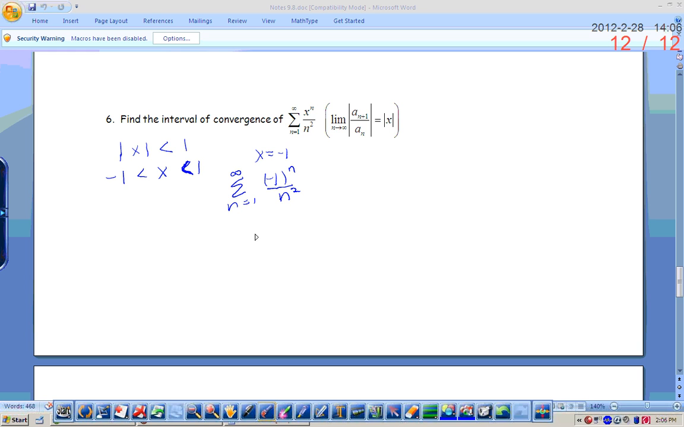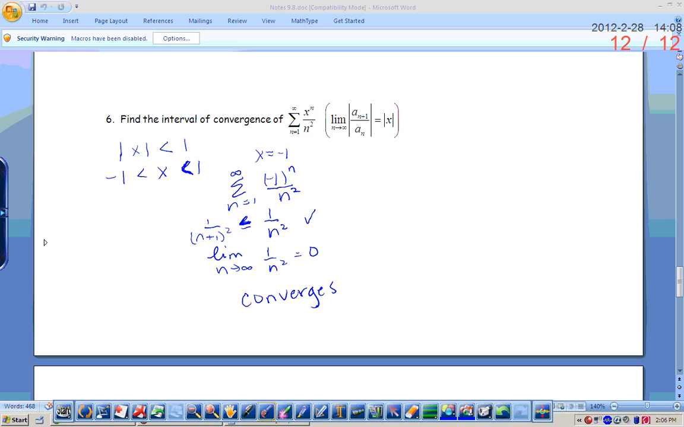It is a p-series, and it's also alternating. So since it's alternating, let's think in terms of the alternating series test. A sub n plus 1 would be 1 over n plus 1 squared, and a sub n is 1 over n squared. So that's true. And the limit as n approaches infinity of 1 over n squared does equal 0. So it converges. Every alternating p-series converges, no matter what p is.